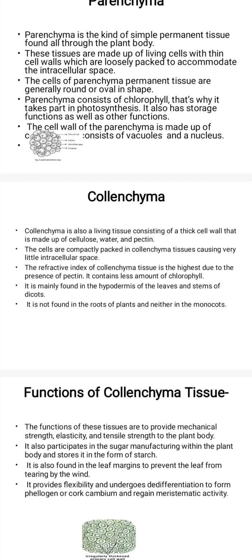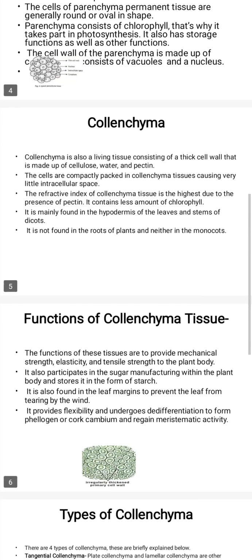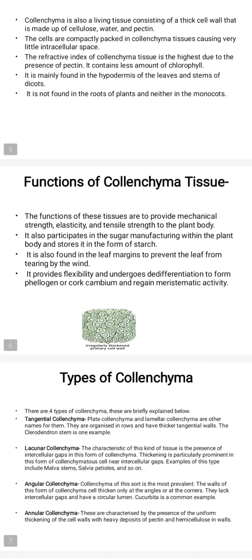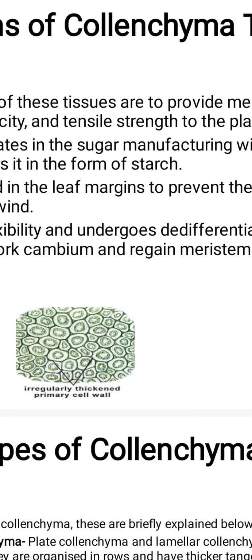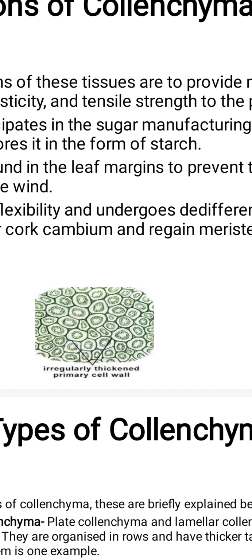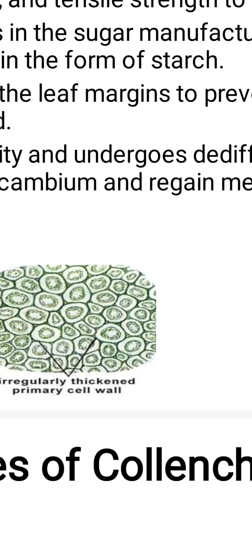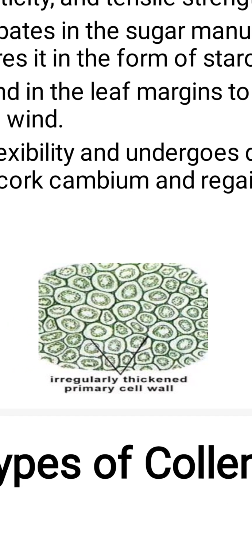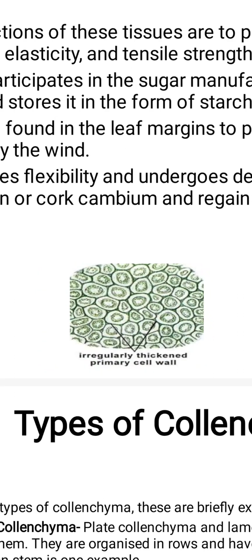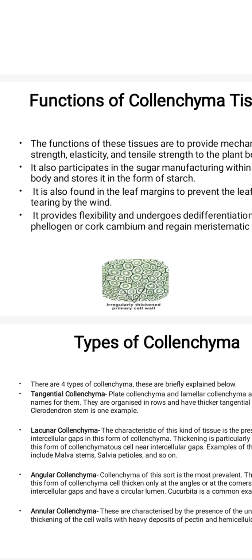Collenchyma cells have a thicker cell wall than parenchyma, with deposition of cellulose, pectin, and water. And these collenchymatous cells are compactly arranged. So that is about the collenchyma. And in this slide you can see the diagram of collenchyma. Irregular thickened primary cell wall. You can see the cell wall is thicker than in parenchymatous cells. So these are the collenchymatous cells, or you can say collenchyma tissue.